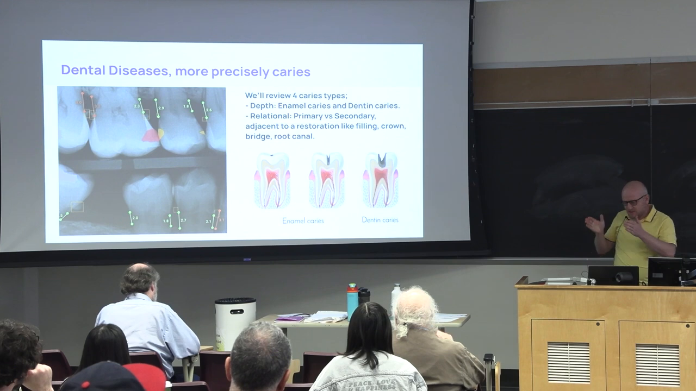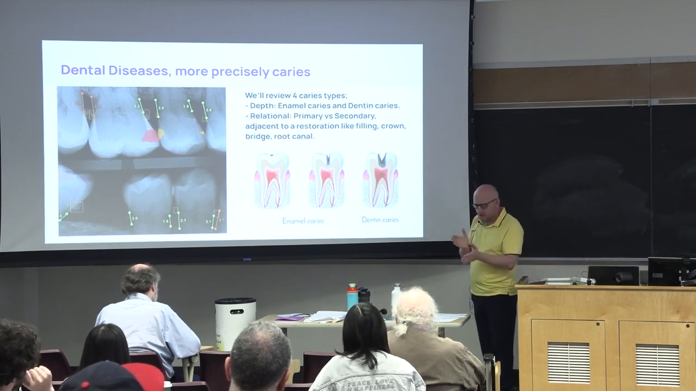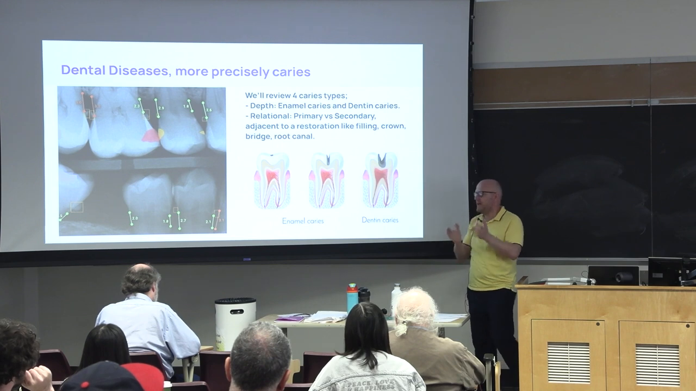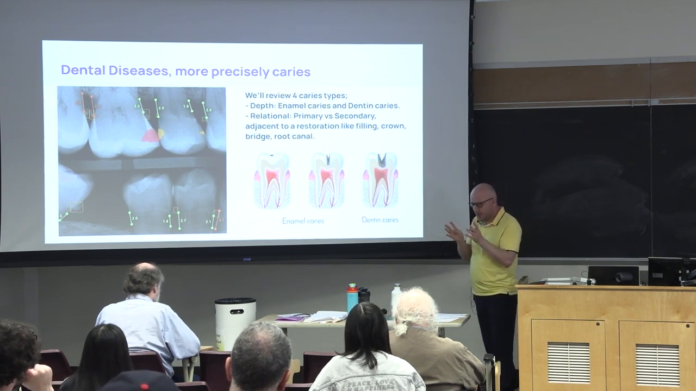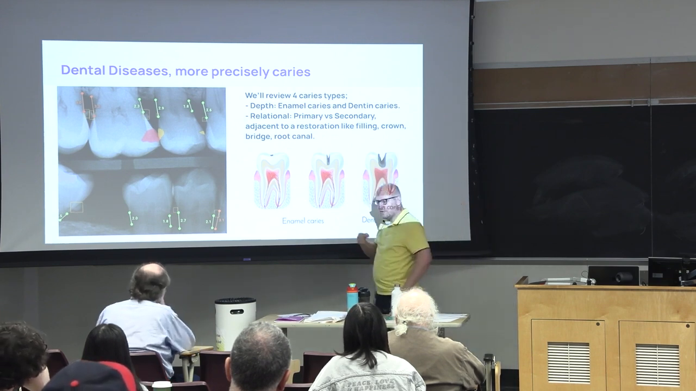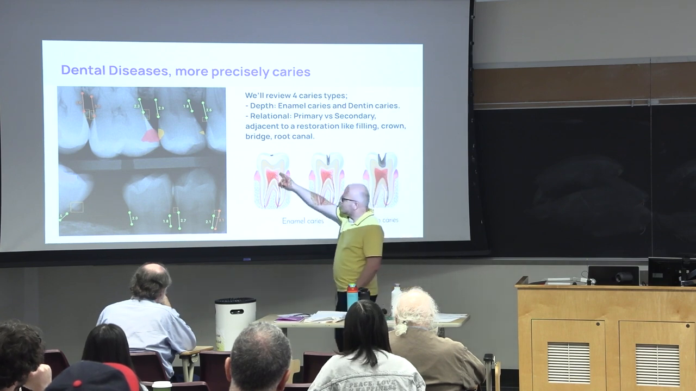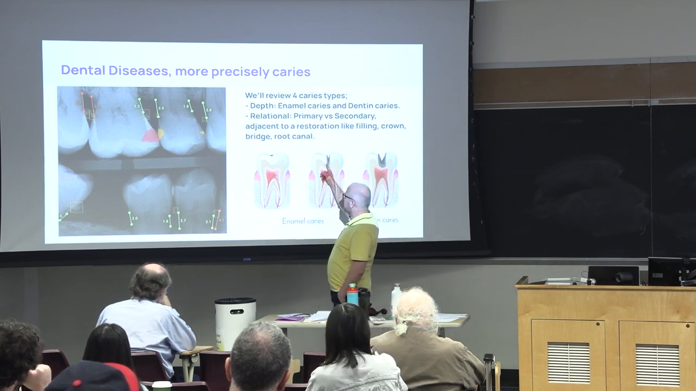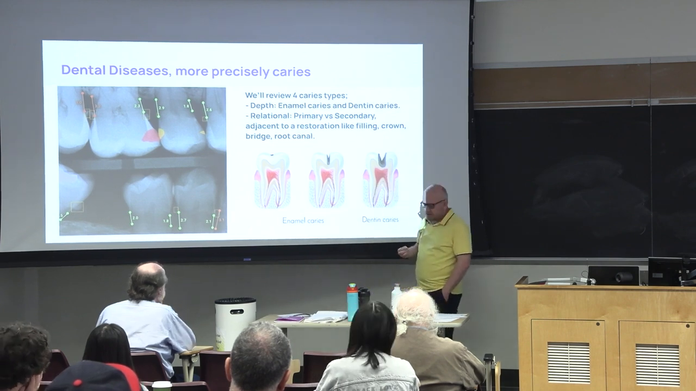So now let's narrow the scope to caries only. Caries, you might call it decay or cavity, they're all the same. We are going to focus on four types of caries. One is enamel caries, caries that is confined within enamel and has not spread anywhere else. So this is still enamel. This goes all the way up to here in enamel. So what is this? Why is this important?